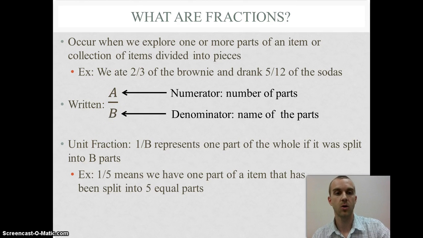parts in our whole. When we talk about a unit fraction, we're looking at a very specific type of fraction where our numerator is 1. What this allows us to do is to look at what it takes to make all equal parts for this specific denominator. For example, if I have 1/5, that means I'm looking at one part of a whole split into 5 equal parts.